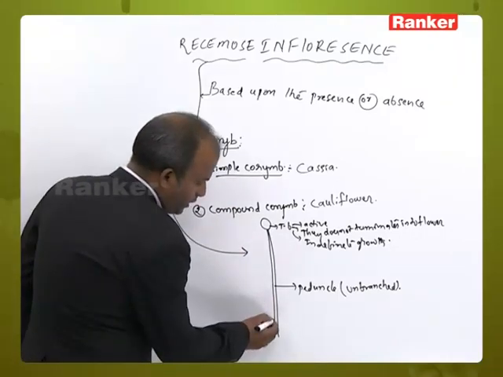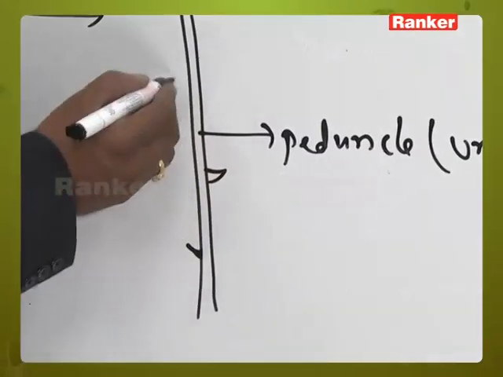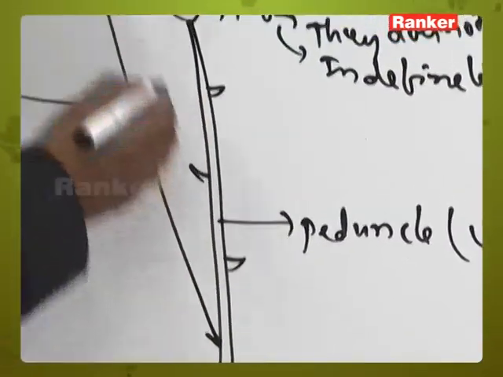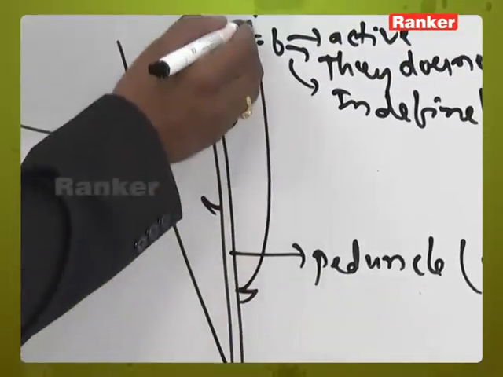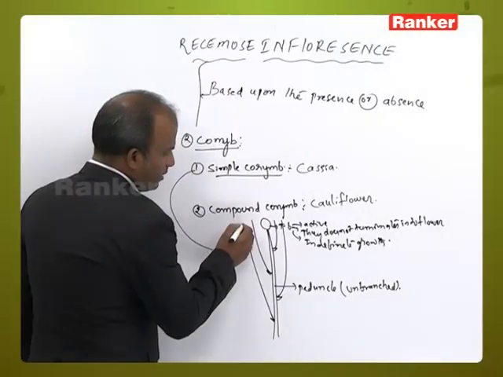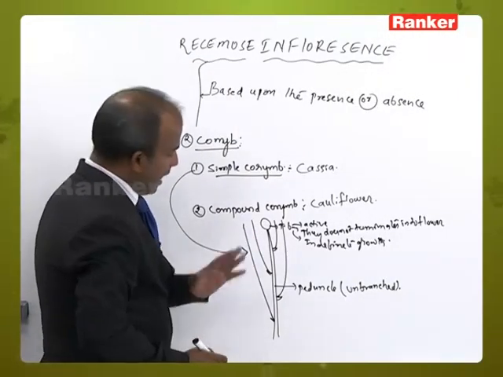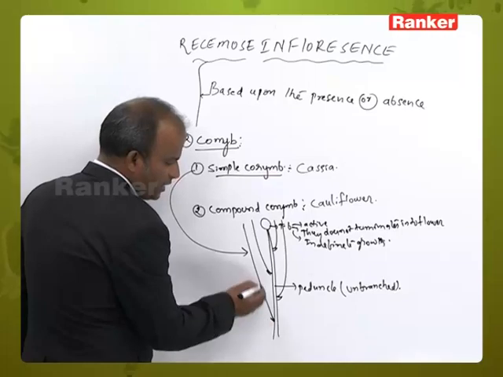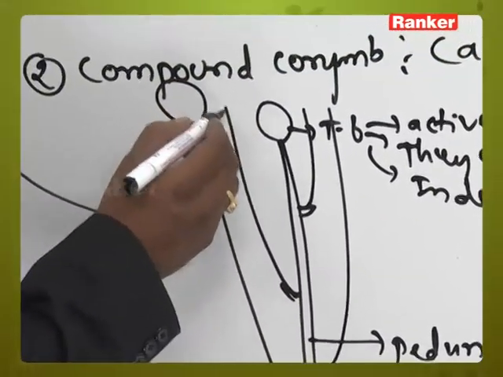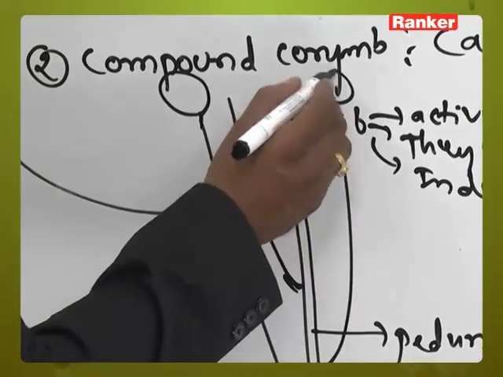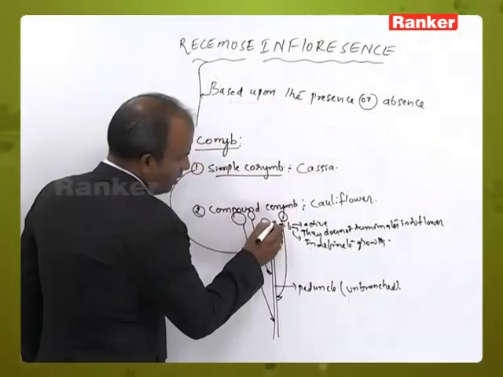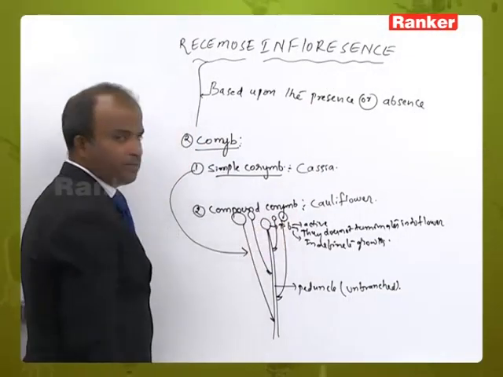Numerous bracteate, pedicellate flowers are arranged in which manner? Arranged in acropetal manner. In this, bracteate, pedicellate, bisexual flowers are arranged in which manner? Acropetal manner.